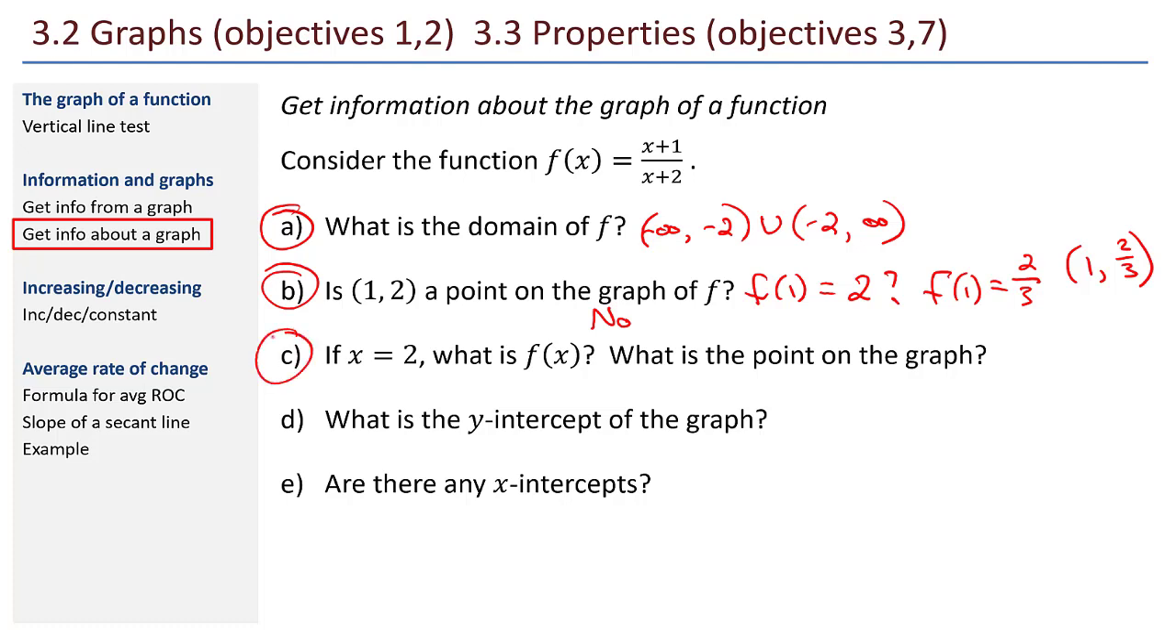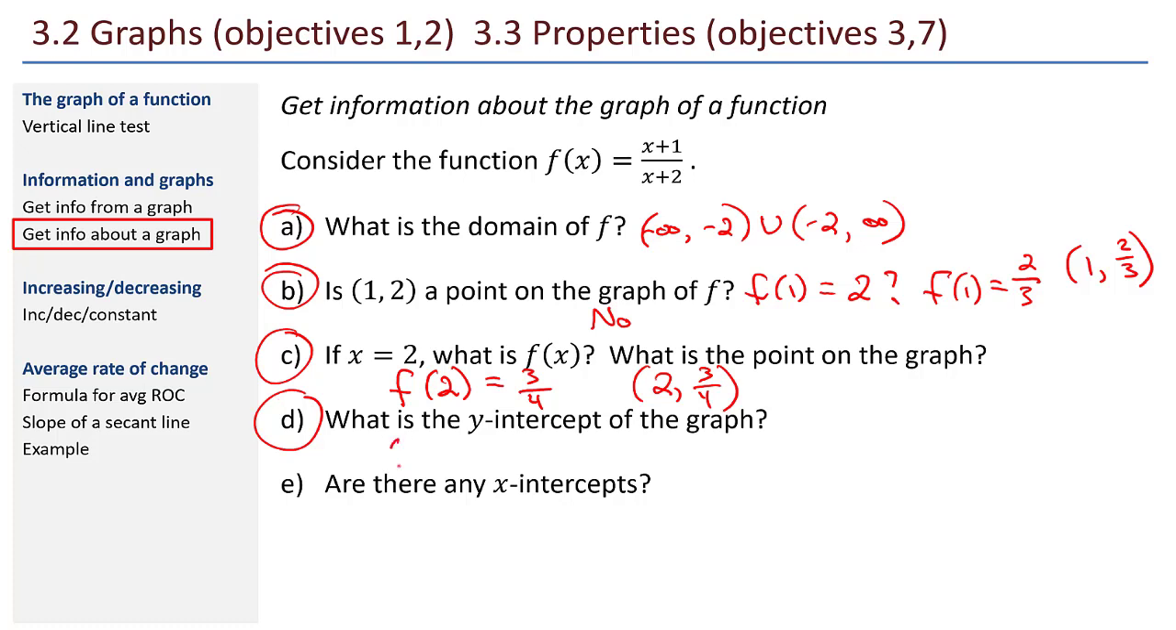C. If x equals 2, what is f of x? What is the point on the graph? Oh, so really we just need to figure out f of 2. All right, f of 2 equals 3 over 4. So there's a point on the graph, 2, 3/4.